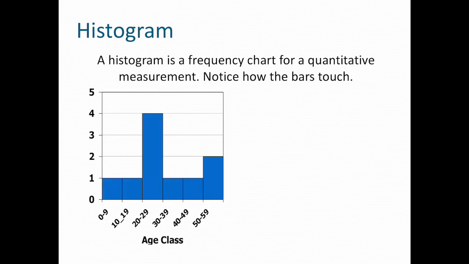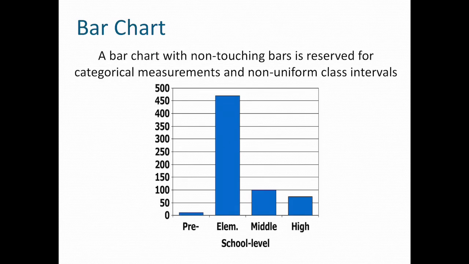continues on. So here we have a histogram as a frequency chart for quantitative measurements, but notice how the bars touch. Histogram bars have to touch each other for it to be a histogram chart. A bar chart has non-touching bars and is reserved for categorical measurements and non-uniform class intervals. What do we mean by non-uniform class levels?